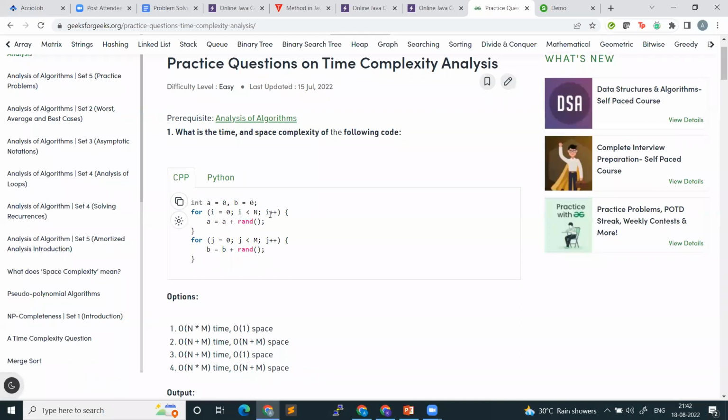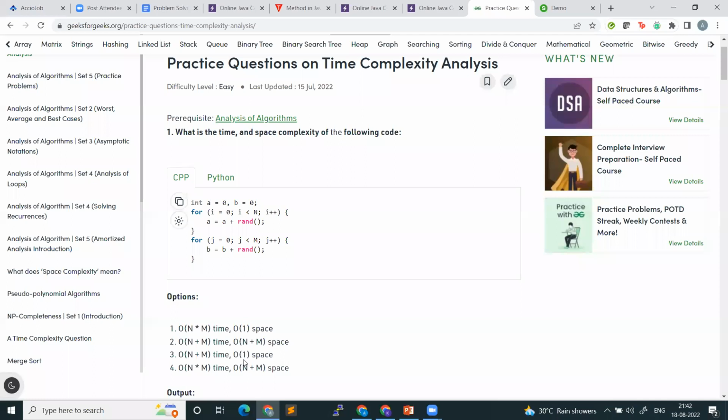I will share the link later. Let us try to solve these problems in class so that I will be able to understand what is the understanding that you have gained, right? Can anybody help me? What is the time and space complexity of this code? Anybody, can you help me? Tell me the option number. What is the option number that is correct?